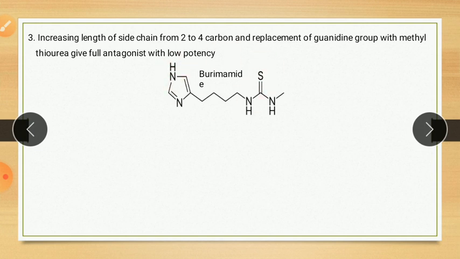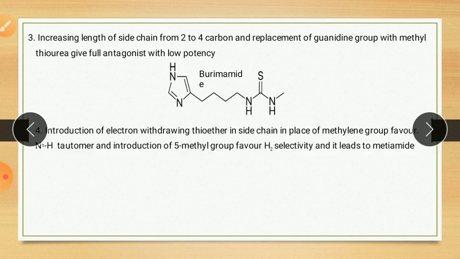So this is burimamide. It is the first fully H2 antagonist but with low potency. So two changes should be there. The number of carbons in the side chain increases from 2 to 4, and the guanidine group is replaced with methyl thiourea. This one is the methyl thiourea group. So it is a full antagonist with low potency.